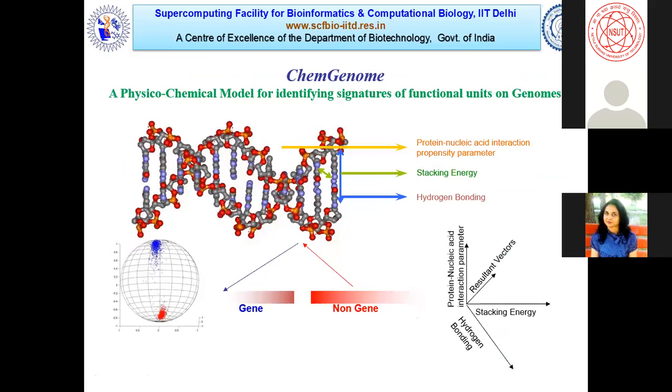Now, how do we go about building this universal model? Give me a sequence. I add up hydrogen bond in a given direction, 5 prime to 3 prime, then stacking and solvation, and then I convert that into a simple vector. This is simple basic mathematics. I convert them into a three-dimensional resultant vector, and I ask what is the orientation of the vector. If there is a difference in the composition or energetics of gene versus non-gene, I should see a difference in the orientation of the vector. That is the hypothesis.